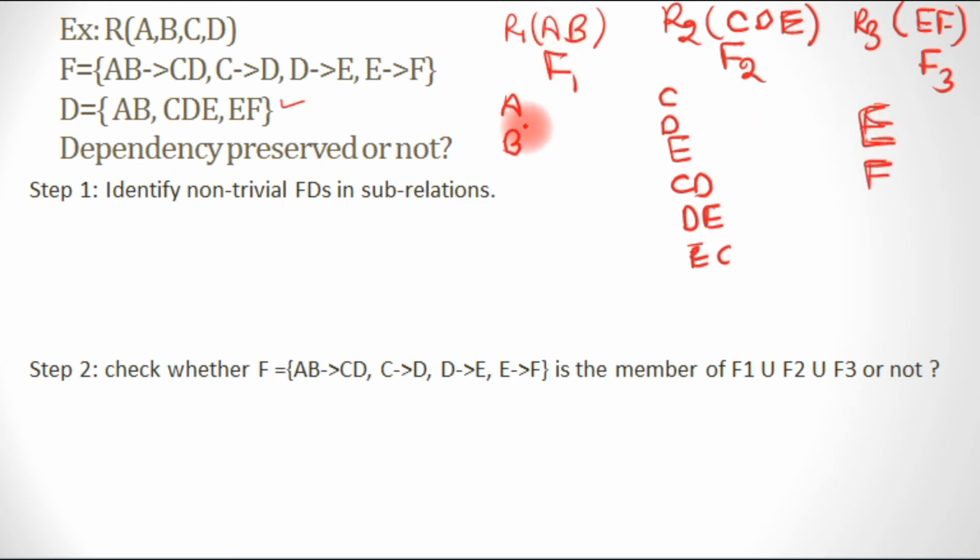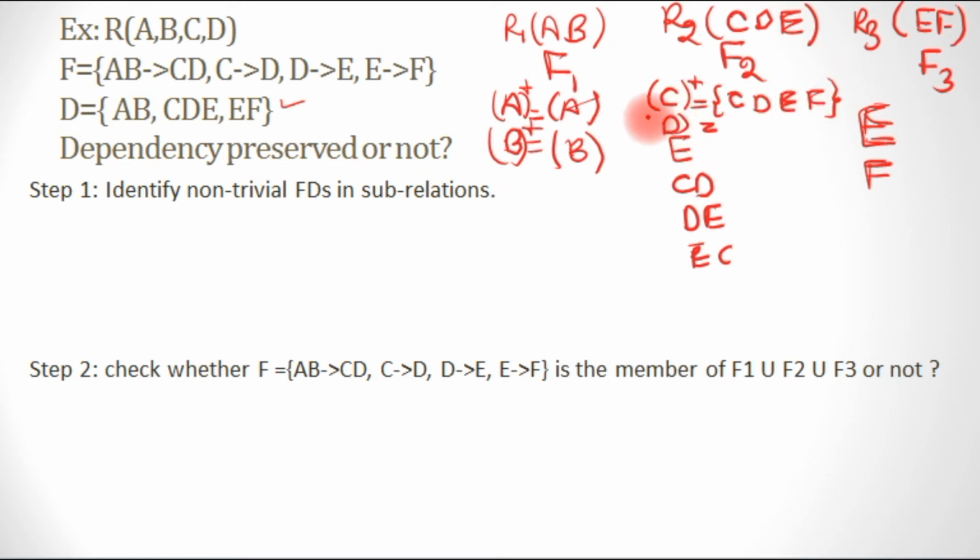So now check whether A can determine B or not. For this, find the closure of A. What is the closure of A here? In this, the closure of A is only A. Find the closure of B. The attribute closure of B is only B, because we cannot determine any attribute from B alone. Now find the attribute closure of C. From C you can determine C, D, E and F.